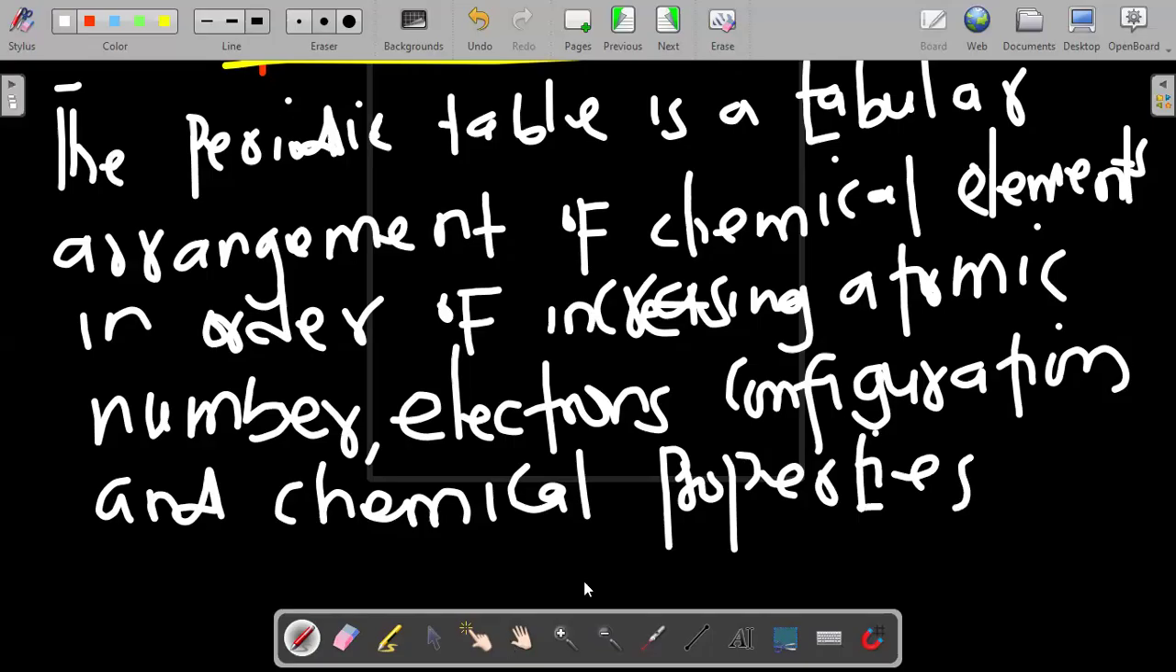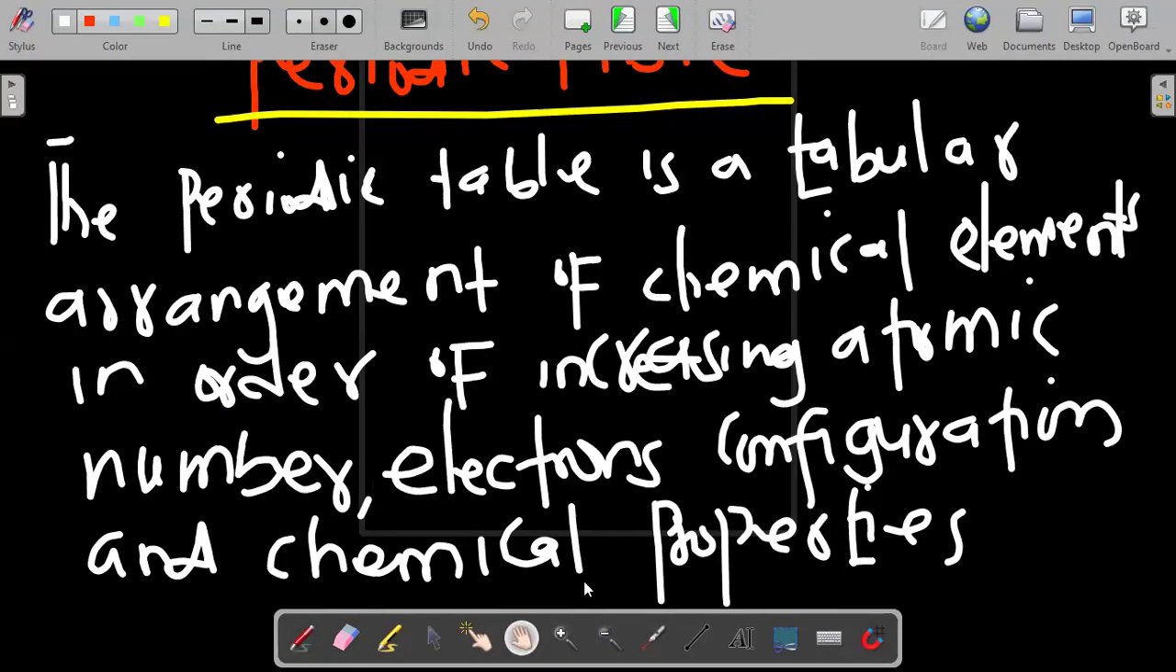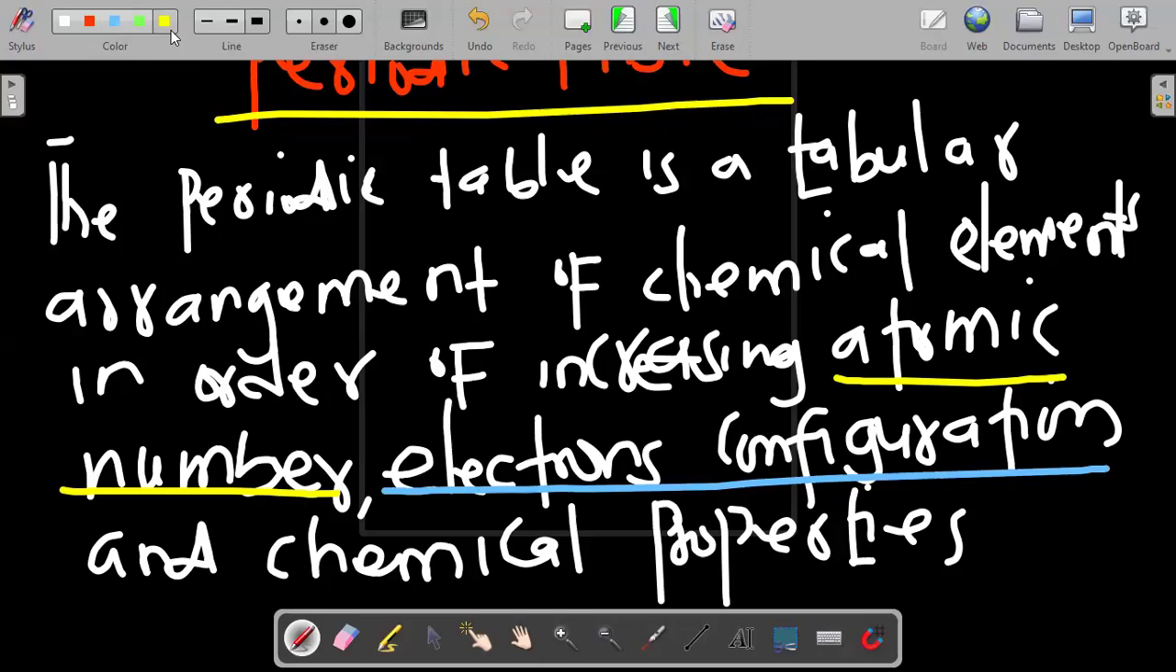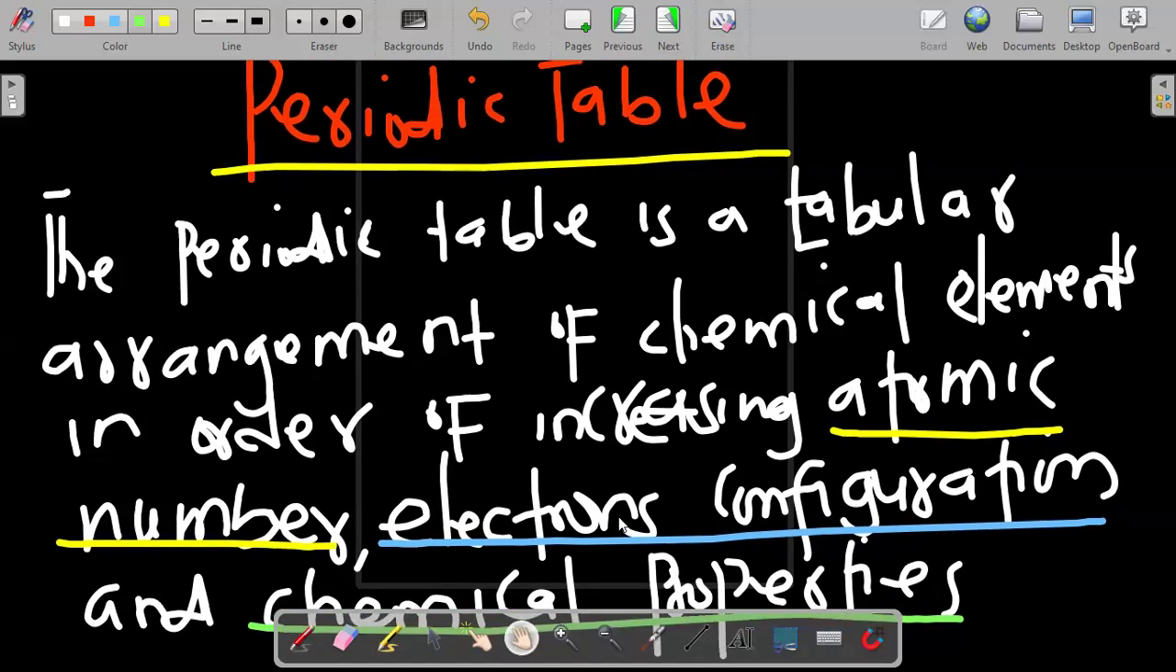So this is the meaning of the periodic table. It's a tabular arrangement of chemical elements in order of, and then they mention some interesting terminology here. In order of what? The first terminology they mention is atomic number. They mentioned electronic configurations, and they also mentioned chemical properties. So these are the reasons why the periodic table has to come into place. They are arranged in terms of atomic number, electron configurations, and chemical properties. That is how elements are arranged in the periodic table.